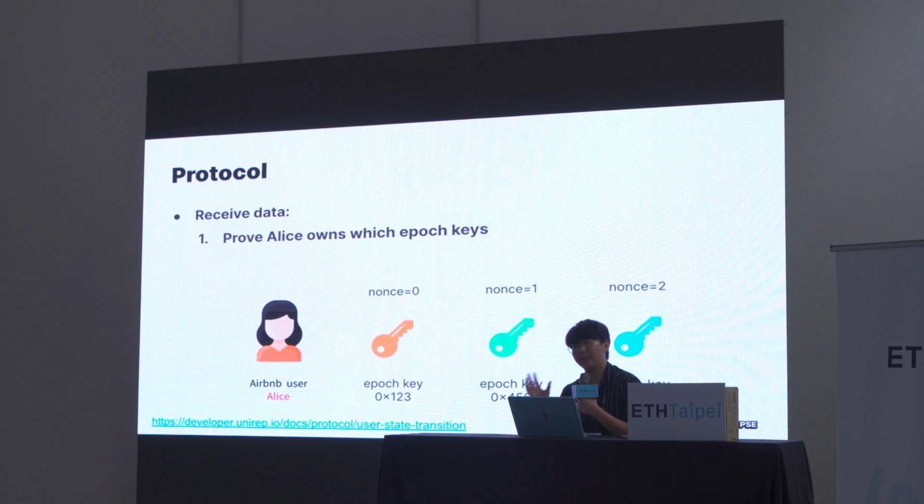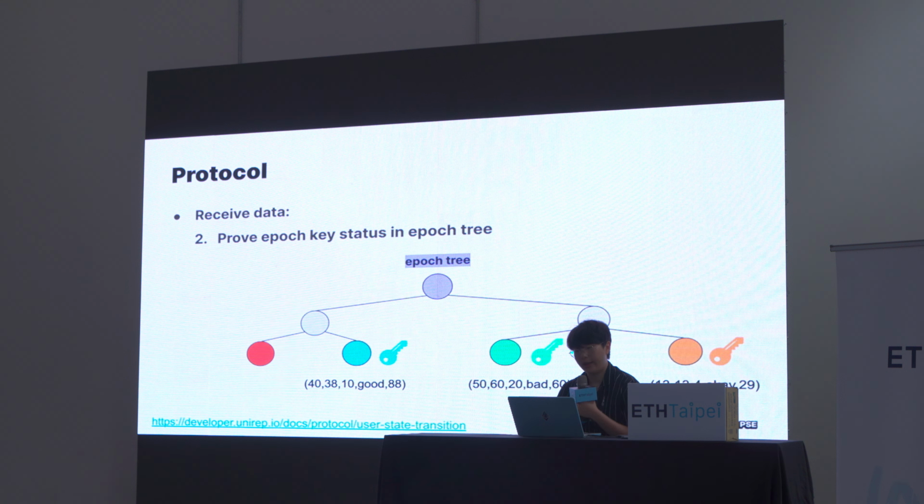Yeah, so in the user state transition circuits, the first one is that Alice should prove I own all these epoch keys. And then I prove that each epoch key has this amount of repetition in the epoch tree. So if the data changed just one bit or one number, the epoch tree root will be totally different. Yeah, so in circuits we will check these things.